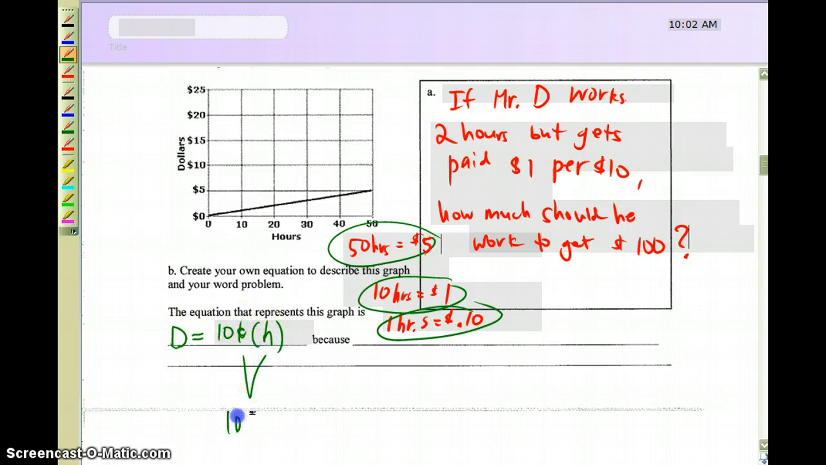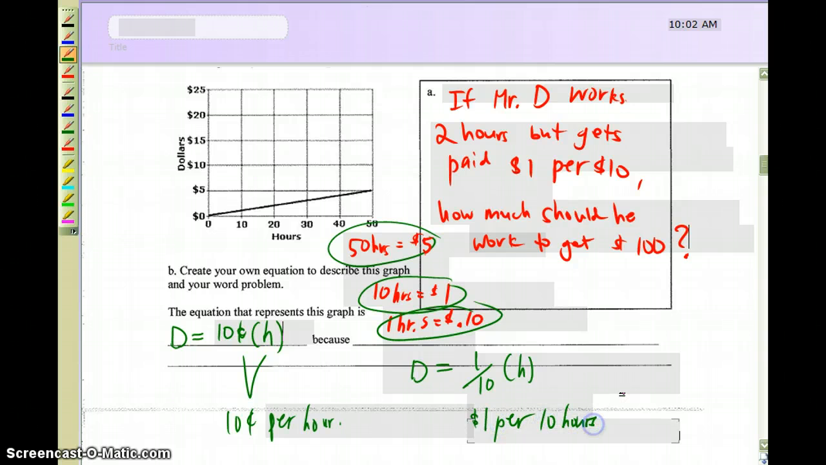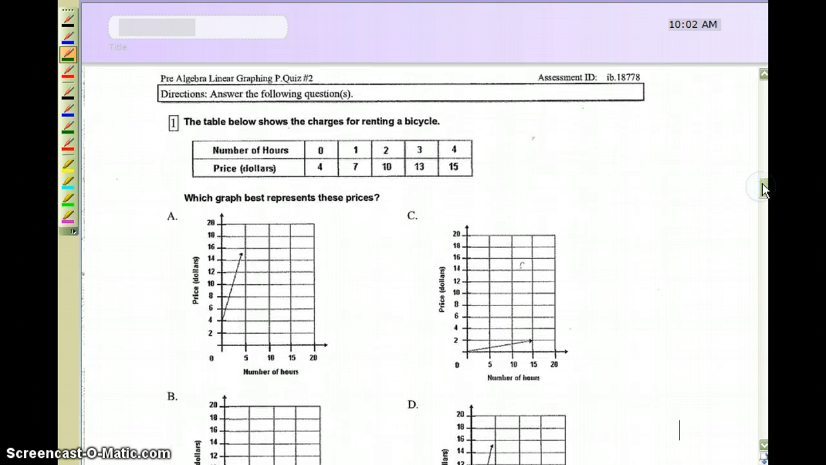This means 10 cents per hour. Okay. If I write another equation, maybe I can say that the d dollars will equal $1 per 10 hours times the number of hours. So this means that there's $1 per 10 hours. Okay, anything like that.